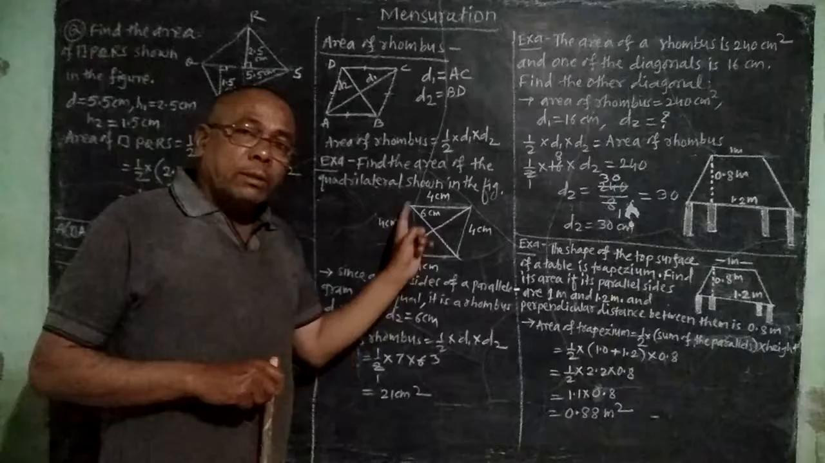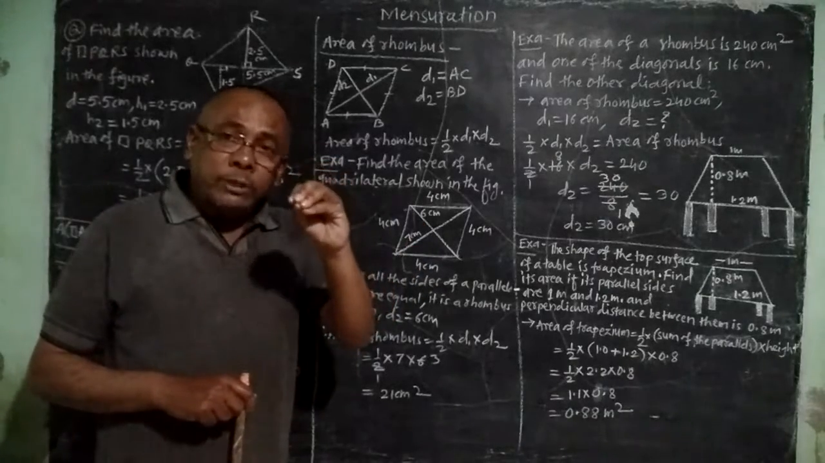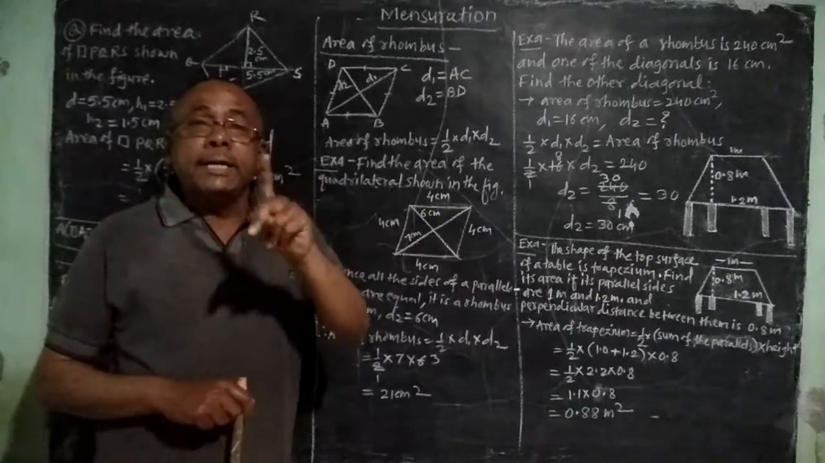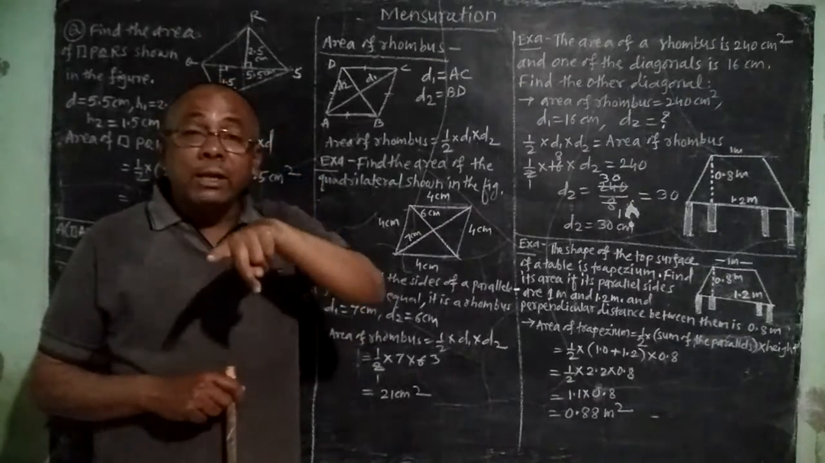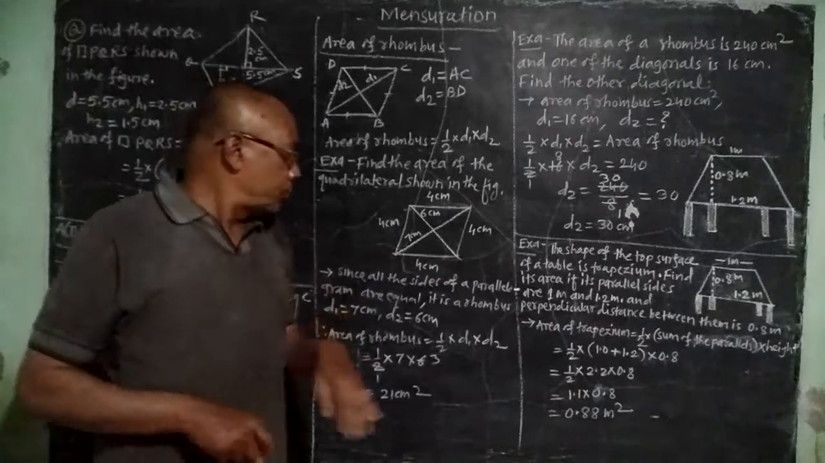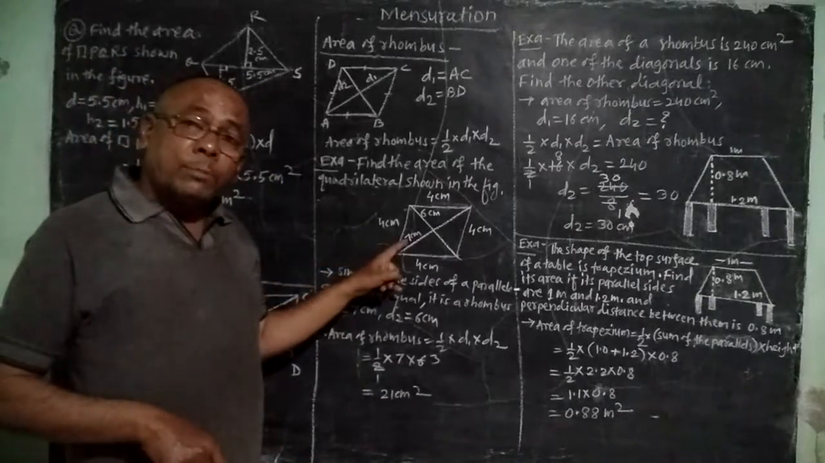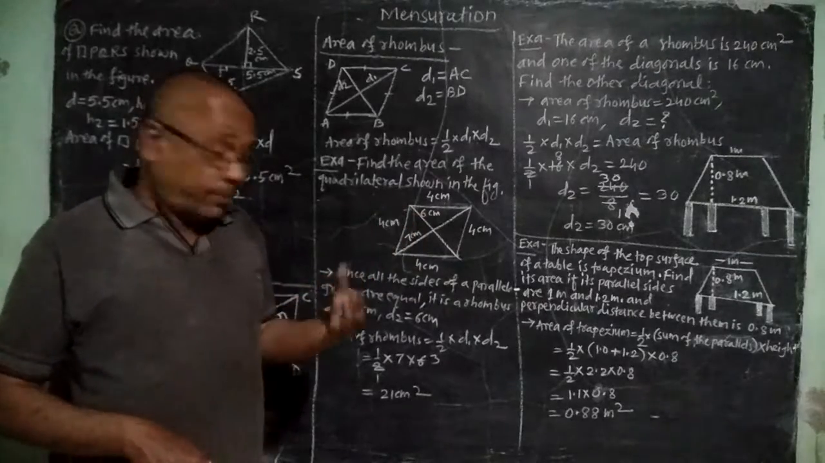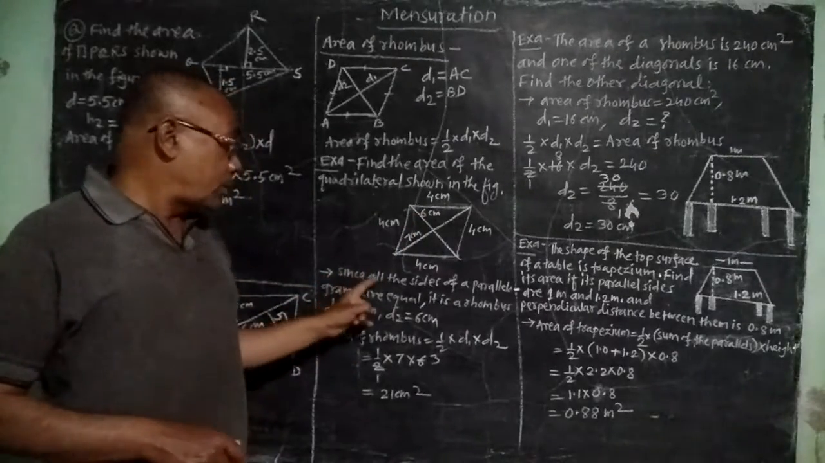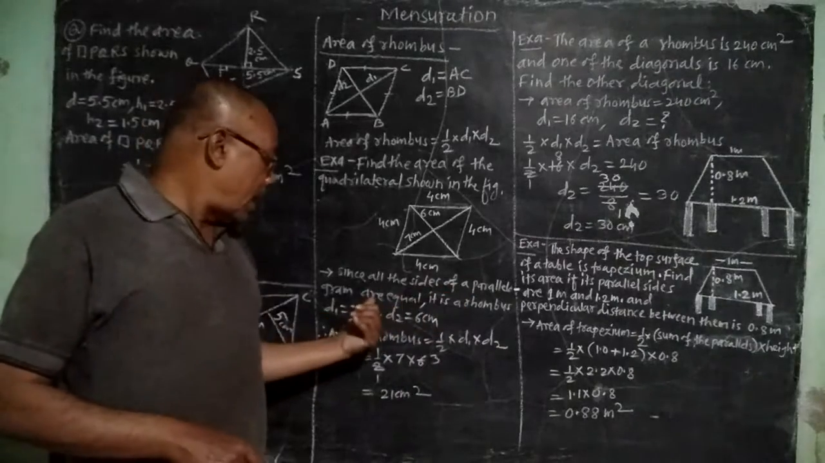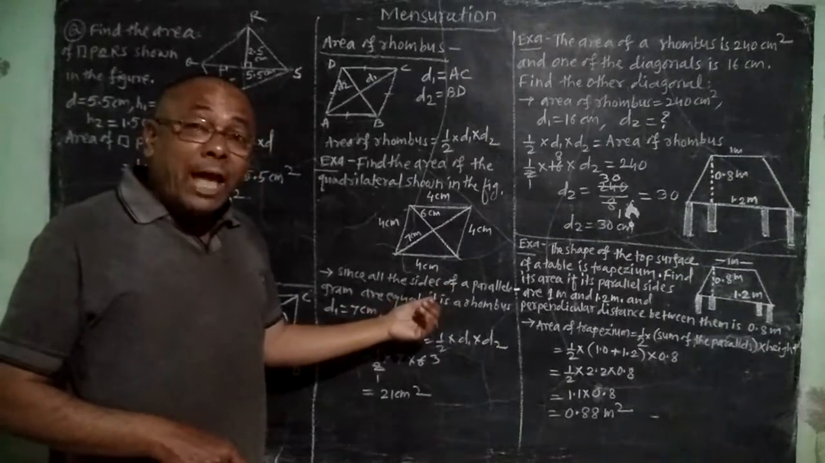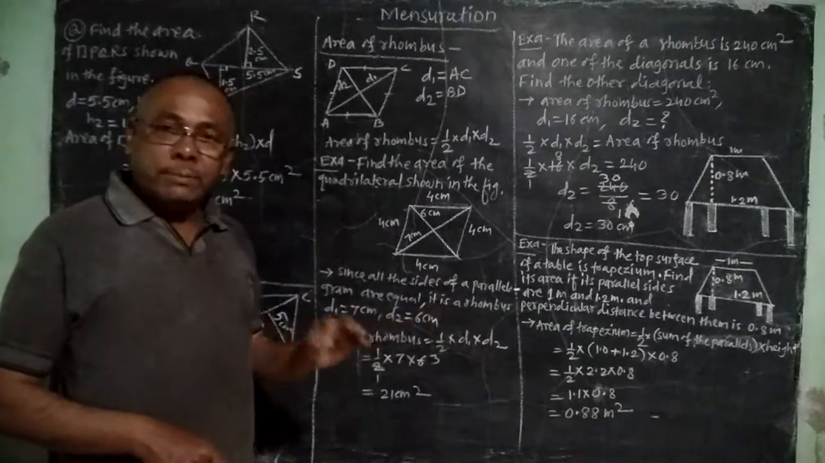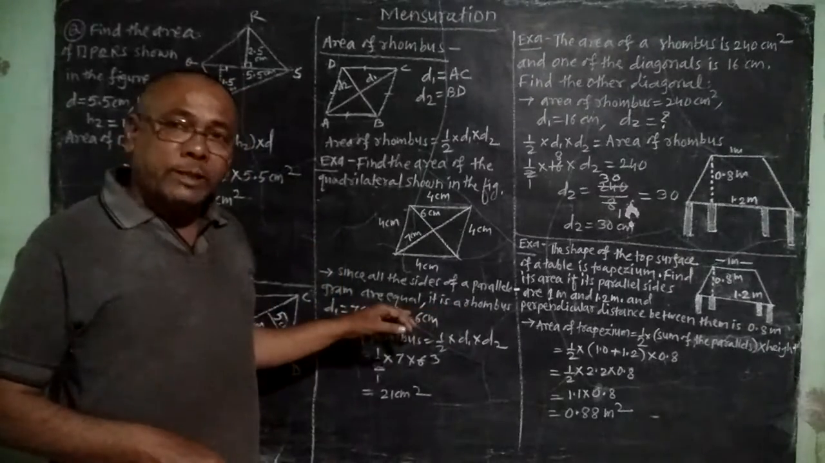Here, if the diagonals of the quadrilateral are different, then it is a rhombus. And if the diagonals are equal, then it is a square. So here, one diagonal is 7 centimeter and the second is 6 centimeter. Since all the sides of the parallelogram are equal and the diagonals are of different length, it is a rhombus.